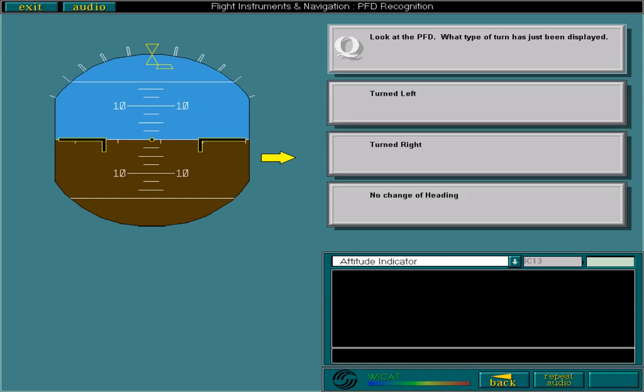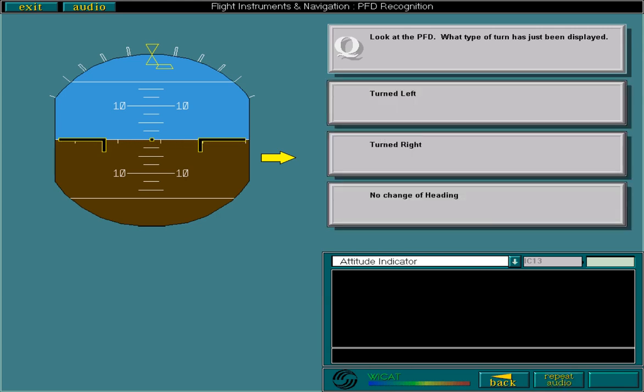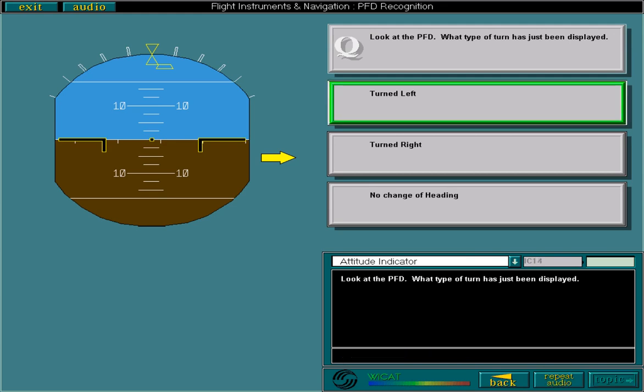Look at the PFD. What type of turn has just been displayed? The aircraft has turned left. The horizon has moved right in relation to the aircraft.